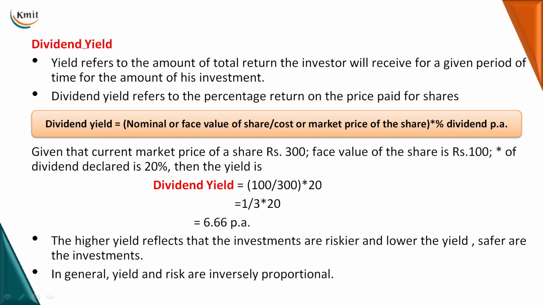Dividend yield. Yield refers to the amount of total return an investor will receive for a given period of time for the amount of his investment. Dividend yield refers to the percentage return on the price paid for shares. This is the formula used for calculation of the dividend yield: the nominal value or face value of the share divided by the cost or market price of the share into percentage of dividend per annum.